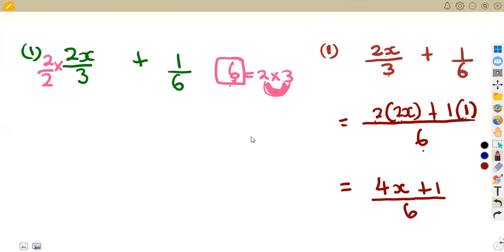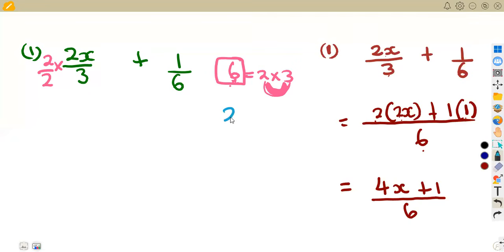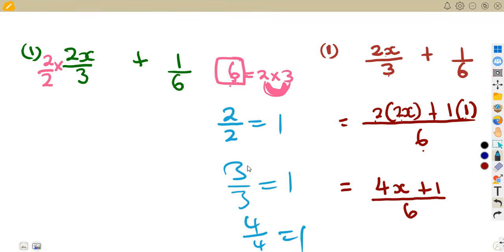Okay, let me get you back. I want you to get back to this. 2 over 2 represents what? It represents a 1. 3 over 3, also a 1. 4 over 4, a 1. So whenever I write a number over that same number, it means I'm having a 1. So if I have a 1 and I'm multiplying here by a 1, what does it mean? 1 times this, it remains as 2x over 3. So it means I have not changed my question.